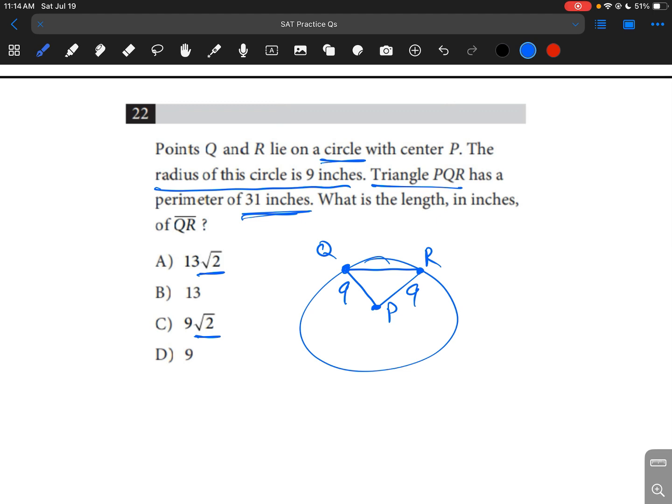So all you have to do is just do 31 is equal to 9 plus 9 plus the length of side QR. There's no need to split this up into a special triangle and do all these angles. So this is just trying to psych you out. That being said, the answer is B.